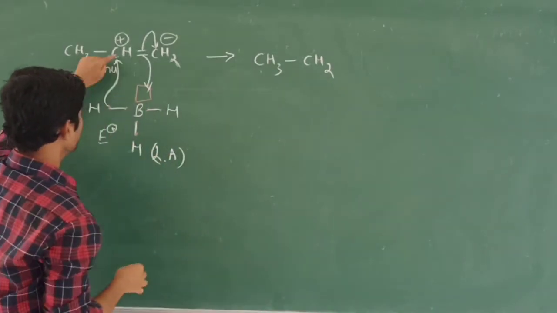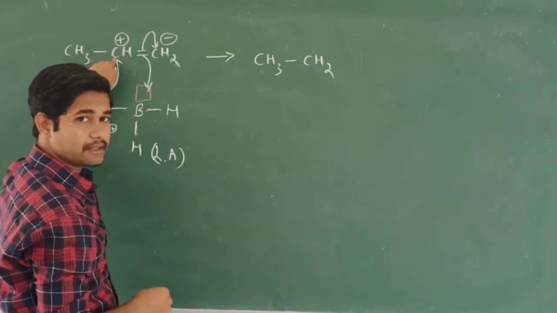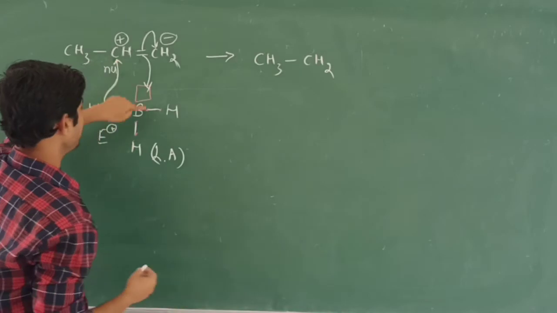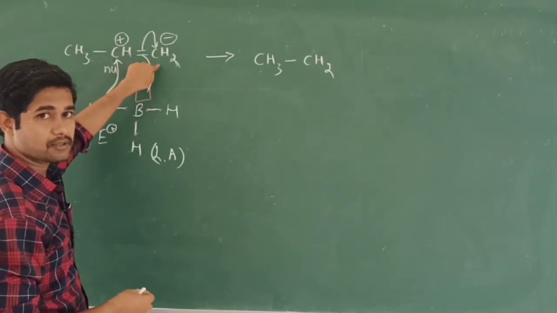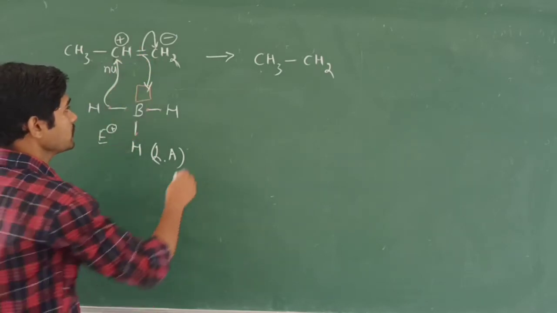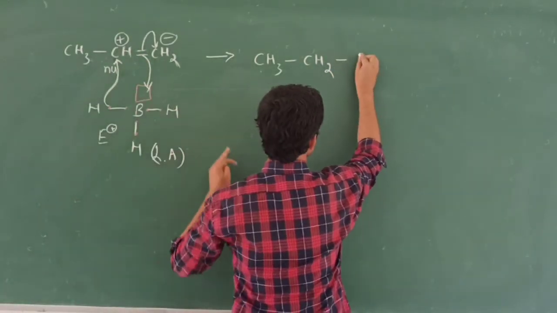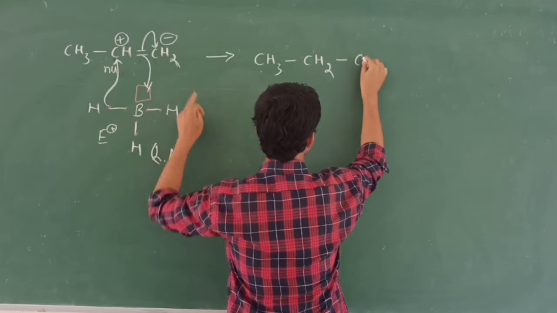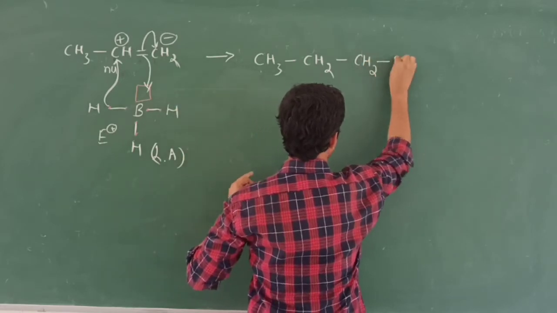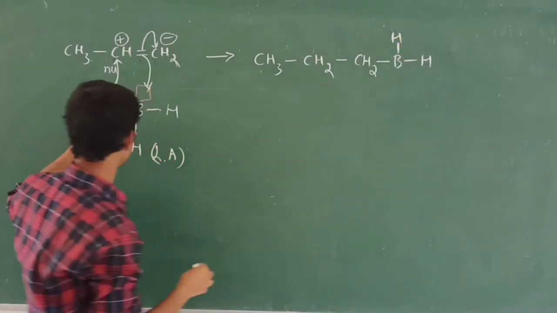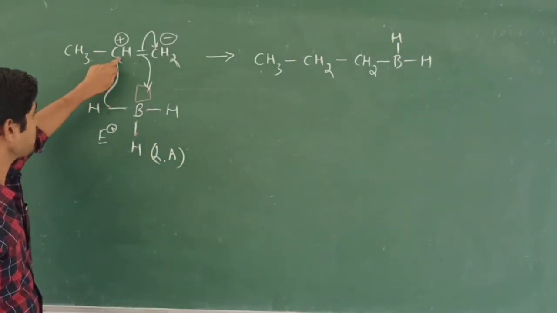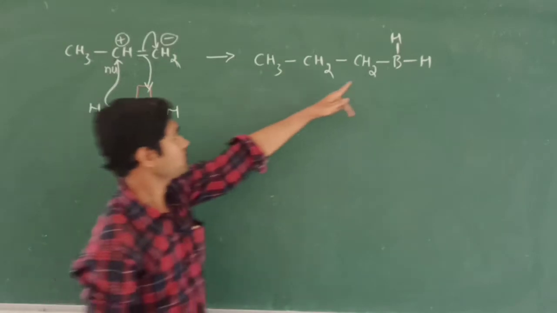This hydrogen will come and attack the carbon that contains fewer hydrogen atoms, and here this boron will come and attack the carbon atom containing the maximum number of hydrogens. So here I will write BH2 and 2 hydrogen. Why 2 hydrogen? Because 1 hydrogen will come and attack this carbon, and the remaining 2 hydrogen I am going to place like this.